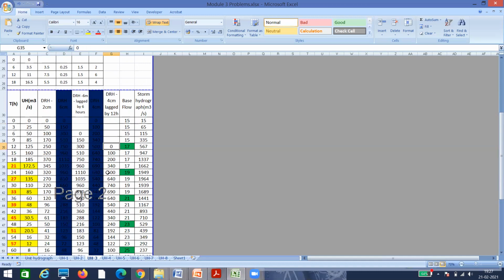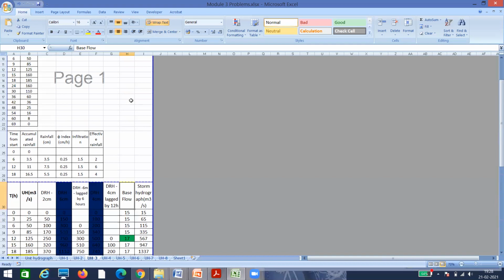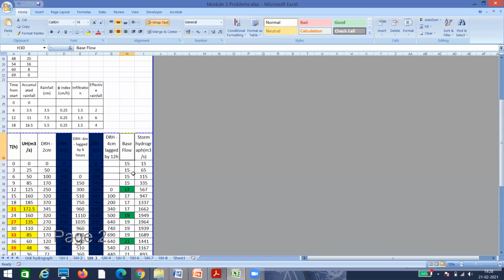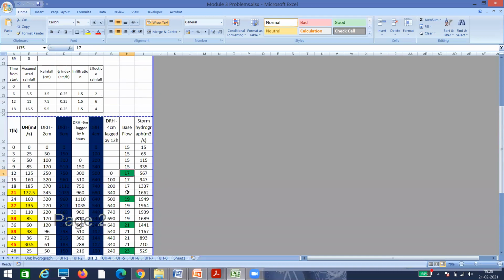When you're doing the problem, as I told you, you can cut the value so that you are not adding the wrong values. Now here, along with the direct runoff hydrograph, they've asked you to calculate your storm hydrograph. Whenever storm or flood hydrograph is asked, you have to add the base flow. The base flow value is given as 15, and it increases by 2 meter cube per second after every 12 hours. So starting it is 15, 15, 15, 15. Then at the 12th hour, it is increasing by 2. It becomes 17, 17, 17, 17.